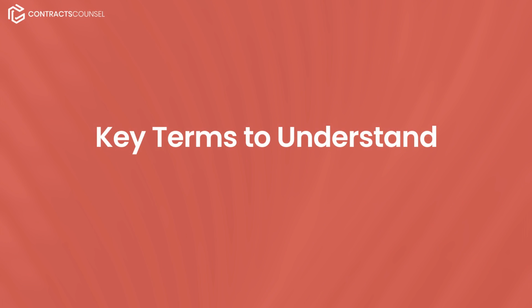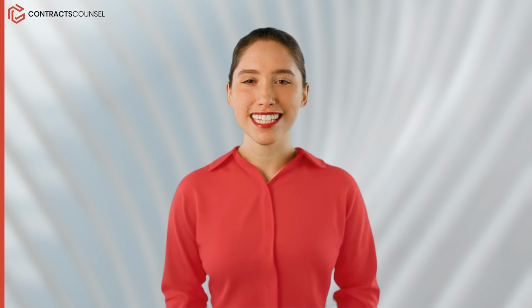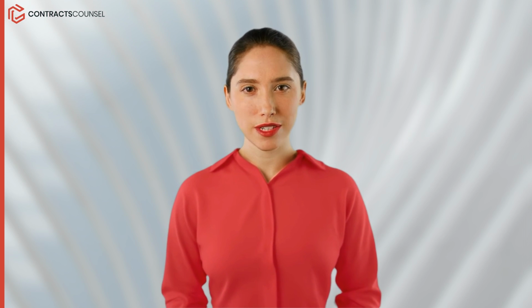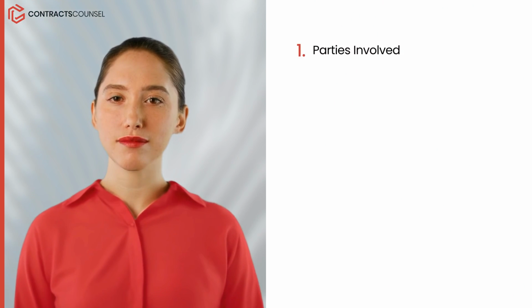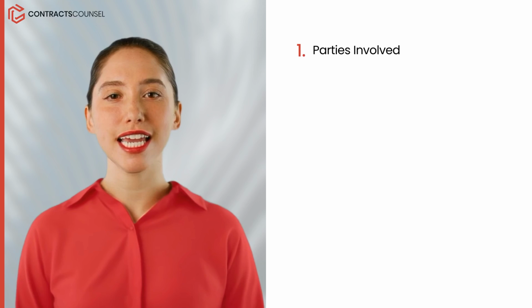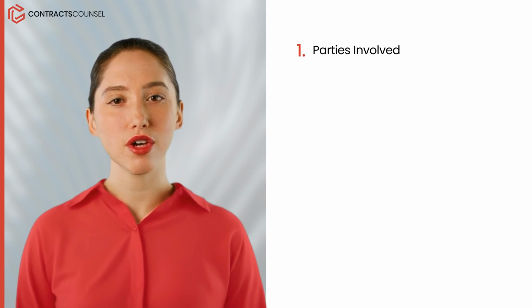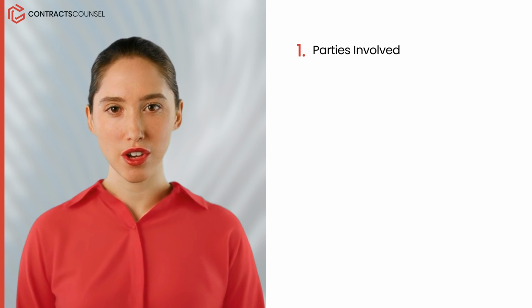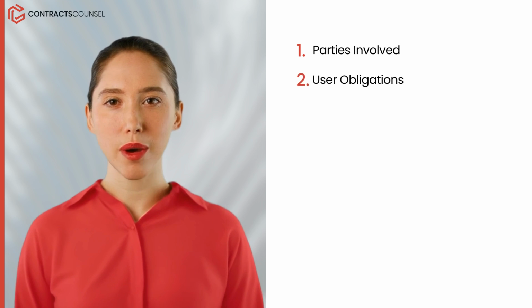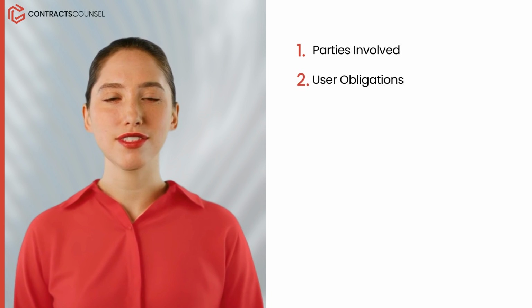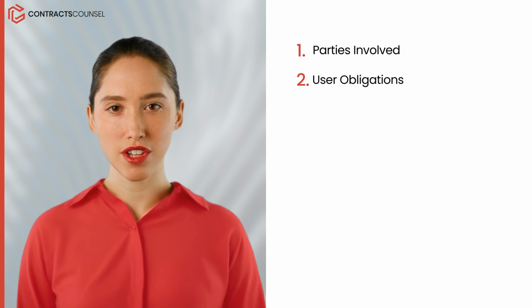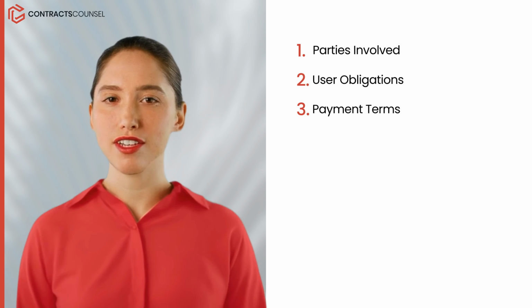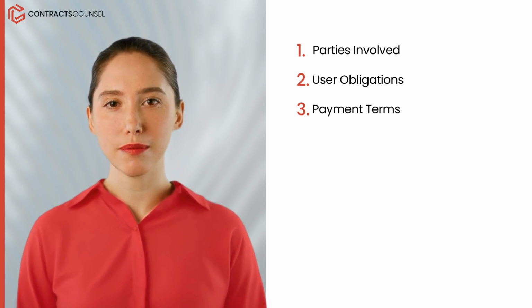Key terms to understand. Terms and conditions contain many important terms that you should understand. Here are some key terms to look for. 1. Parties involved. Ensure that the names and details of all parties involved are correctly stated. Make sure the full legal names of the businesses or individuals are used. 2. User obligations. Review the section that specifies the responsibilities and obligations of the users. 3. Payment terms. Understand the payment terms, including billing cycles, due dates, and acceptable payment methods.